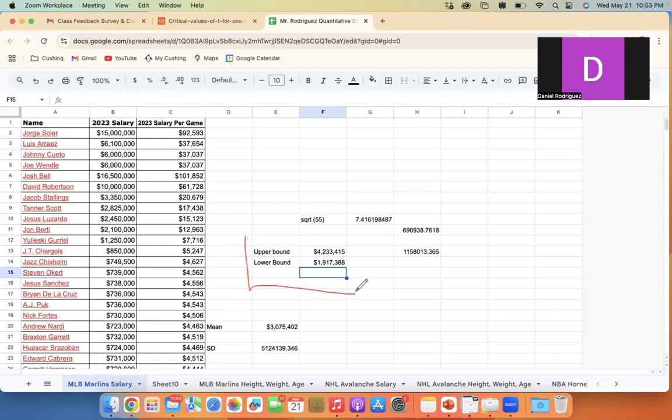So here, this is the confidence interval. On the high side, I have 4.2 million roughly, and on the low side, I have 1.9 million roughly. So what I can say is that assuming I took a good random sample, I am 95% confident that the true average salary for MLB players is somewhere between 1.9 million and 4.2 million. So that is how you can interpret that confidence interval. I am 95% confident that the true average salary is somewhere in this range between 4,233,000 and 1,917,000. For different confidence levels, you'll have a different T statistic, and for different sample sizes, you'll have a different T statistic.